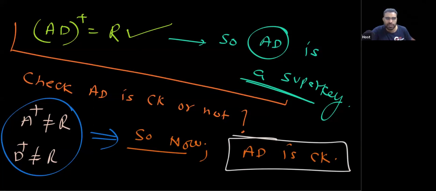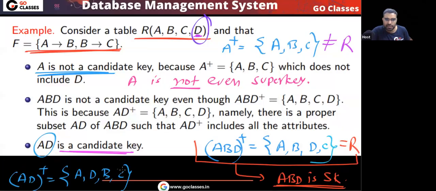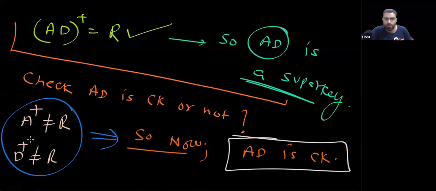Is this clear to everyone? Please understand that AD can determine everything. AD can determine all the attributes. But now you have to check, is it minimal? Can a proper subset of it determine R? You will check the proper subset. Can A determine R? No. Can D determine R? No. So now you can say it is minimal also. So finally I can say AD is a candidate key. So this is the idea.